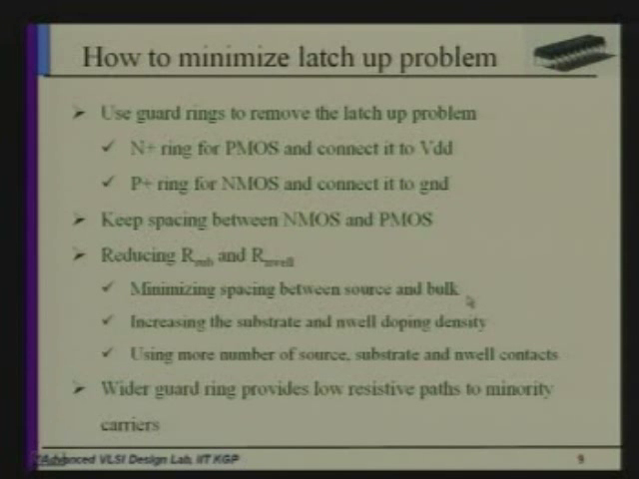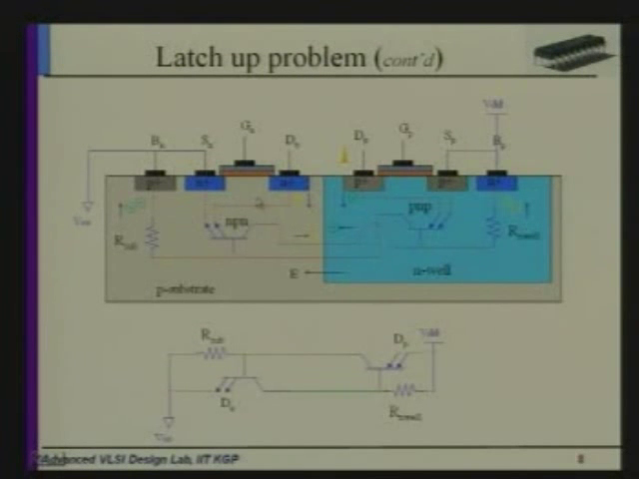Minimize spacing between source and bulk, this resistance. You see this resistance is coming here, right? The source and bulk. This is your source node, and this is the bulk node. So if we put the substrate connection closer to the source, that will reduce this resistance and this resistance. Same thing for PMOS also, right?